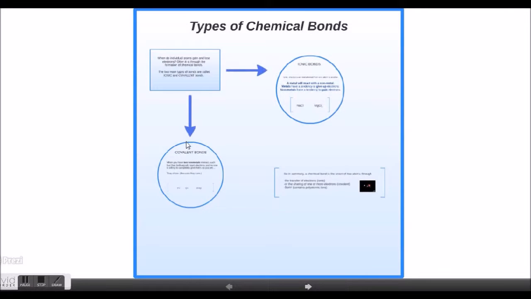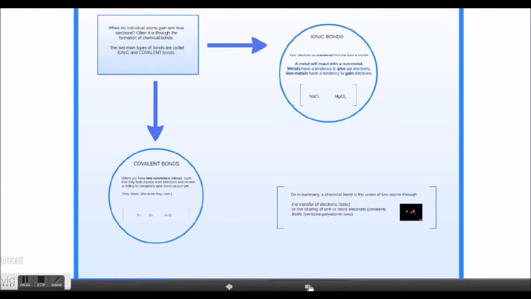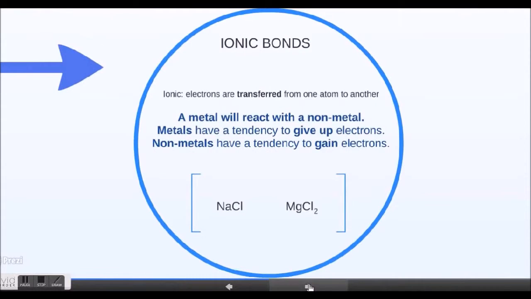In this lesson, we're just going to have an overview of the types of chemical bonds that occur, specifically ionic and covalent. First of all, it's important to understand that in forming a chemical bond, individual atoms are either gaining or losing electrons. In an ionic bond, electrons are transferred from one atom to another. So one atom is losing its electrons and the other atom is gaining those electrons.